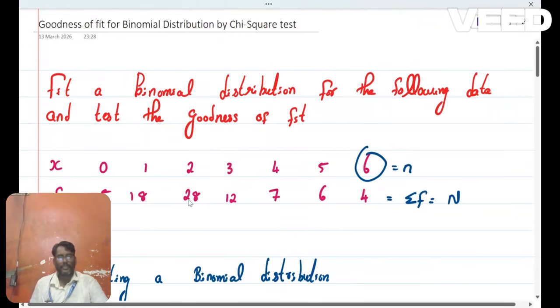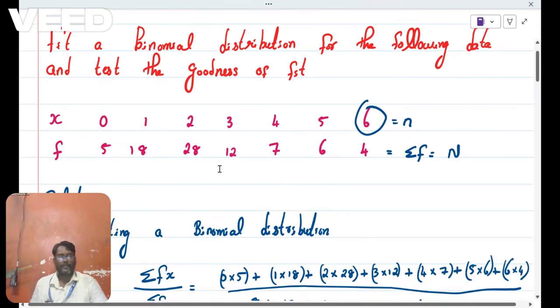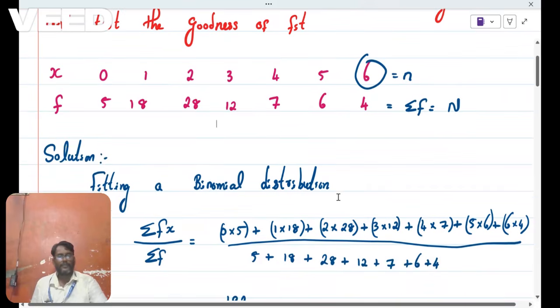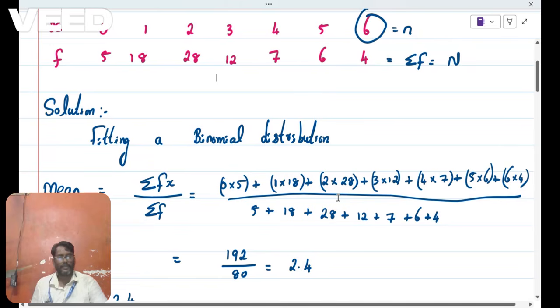So your question is, we want to fit a binomial distribution. Once after fitting, we have to test the goodness of fit using chi-square. And this is the given data. Here the small n is 6 and the capital N is equal to the sum of the frequencies, which is equal to 80. So the first step is we want to fit a binomial distribution.